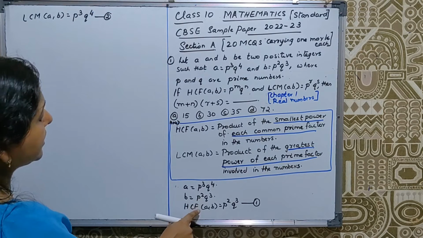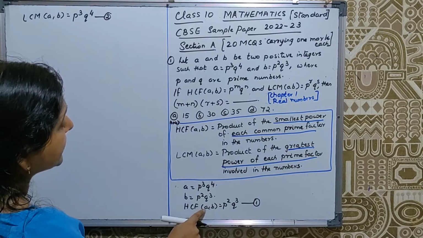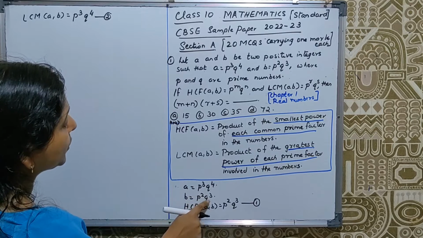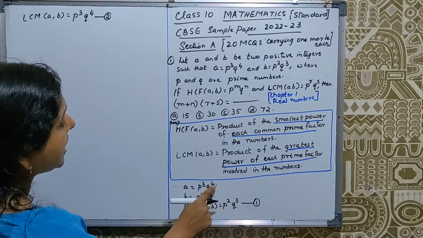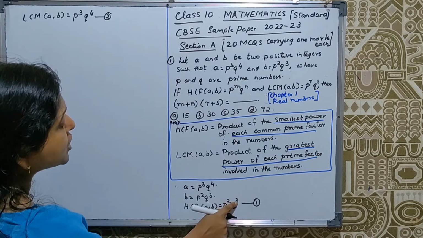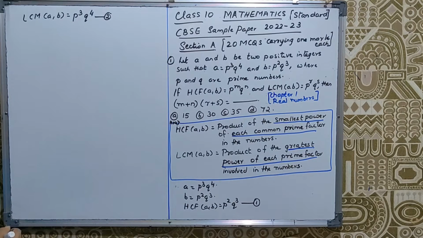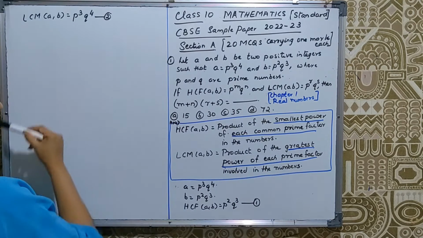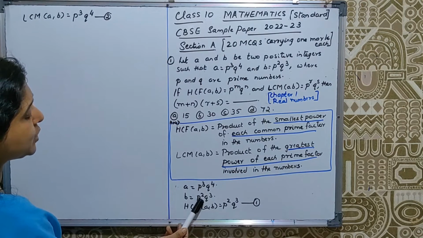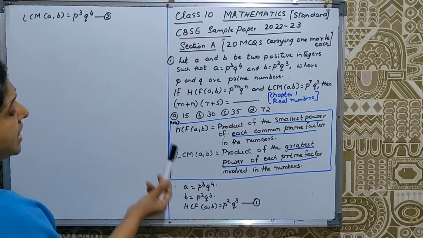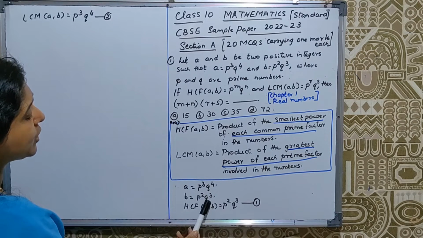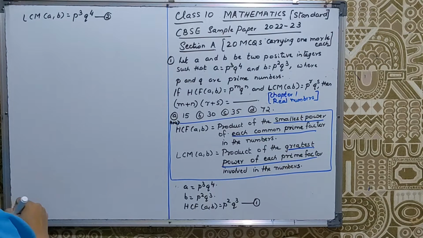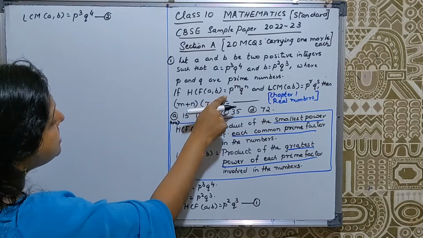So we did the HCF: the smallest power of each common prime factor. P 3 times and P 2 times, smallest power of P is P 2 times, and Q 4 times, Q 3 times, smallest power of Q is Q 3 times. Now LCM is the greatest power of each prime factor. Greatest power of P is P 3 times, and the biggest power of Q is Q 4 times. Now they told you to compare that one with HCF.